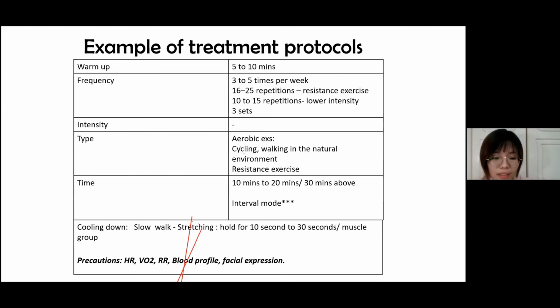Before the patient starts the exercise, we need to check the blood profile. If the blood profile shows, let's say, very low white blood cells, or they have anemia, we can't continue the exercise. Later, I will explain this at the end of this webinar. I'll continue to check their facial expression. From facial expression, we can know the level of exertion.